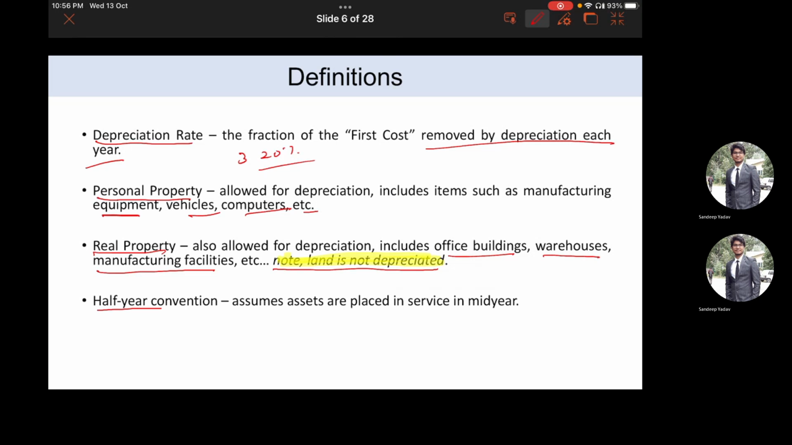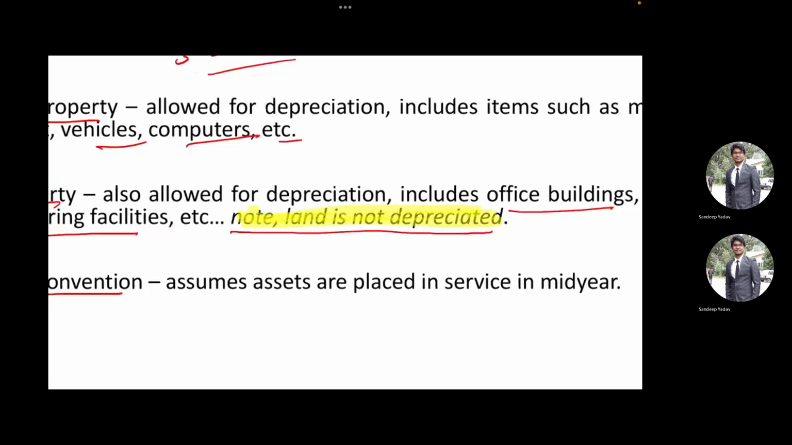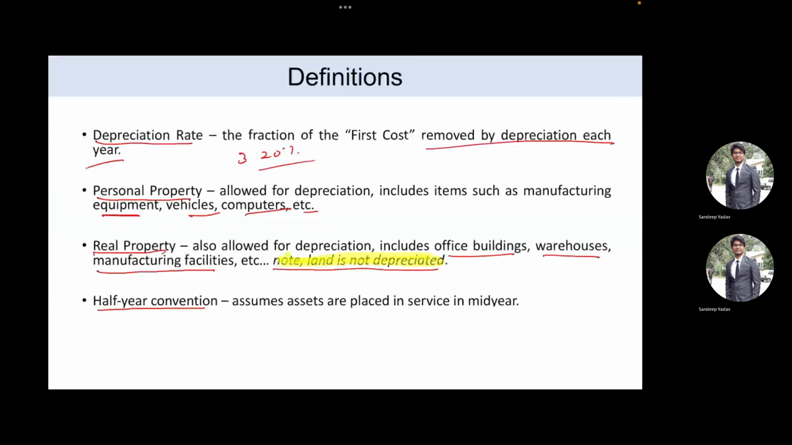Now, half year convention assumes assets are placed in service in mid-year. Suppose there's a machinery that got damaged, you have to fix it. So that asset will get depreciated in that time period also. So that can be calculated with the half year convention. Assume assets are placed in service in mid-year.